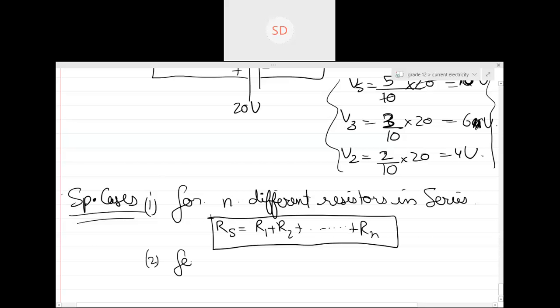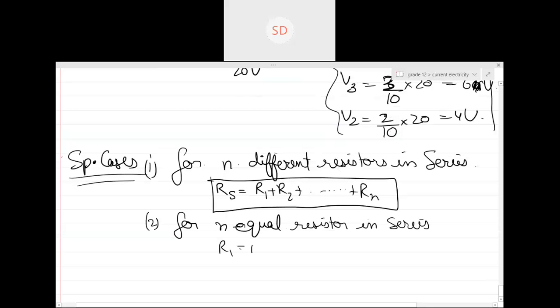Second, for n equal resistors in series. If every resistor is equal, that implies R1 equals R2 equals Rn, which equals R. Basically, what will you do? You will add all of them, right? So R plus R plus R plus R. How many times? N times, right? N times.